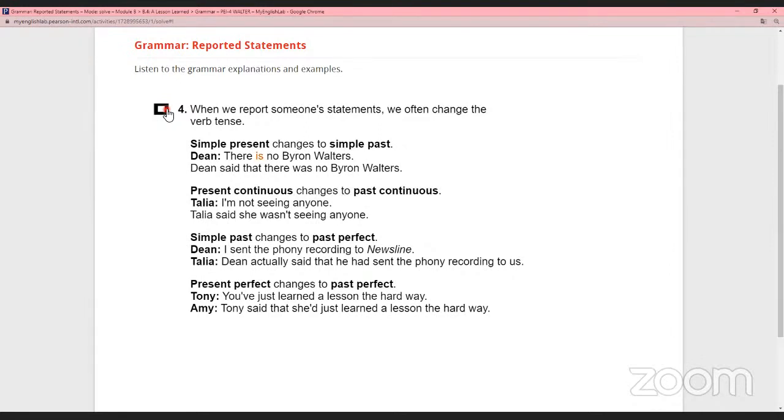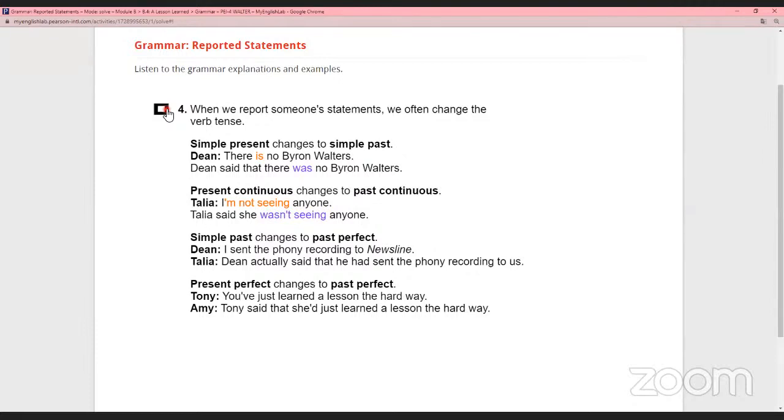Dean said that there was no Byron Walters. Present continuous changes to past continuous. I'm not seeing anyone. Talia said she wasn't seeing anyone. Simple past changes to past perfect.